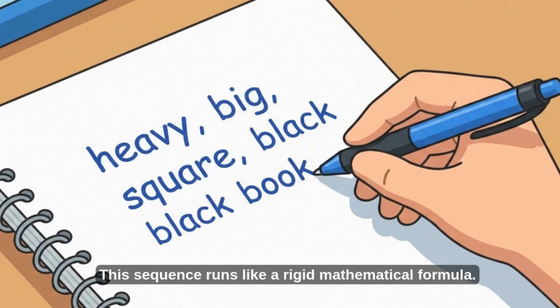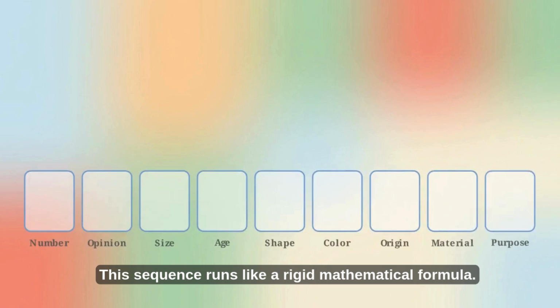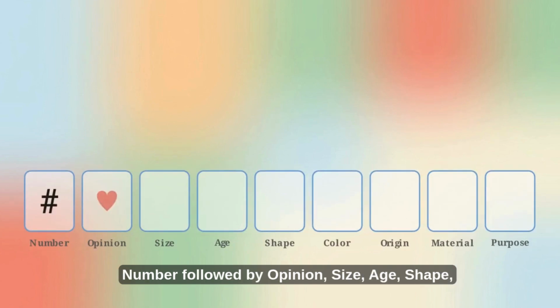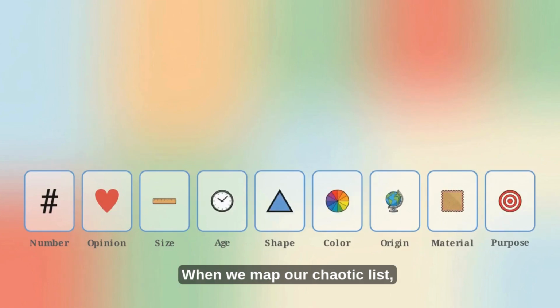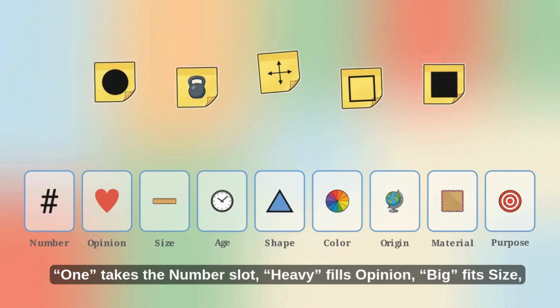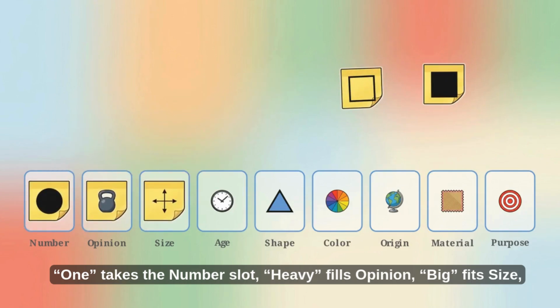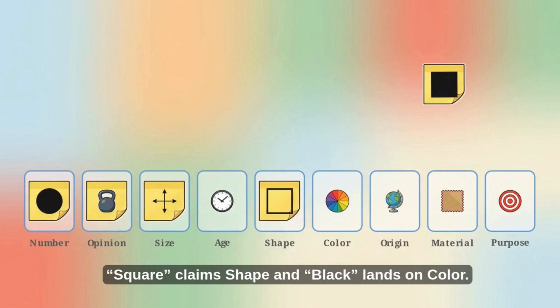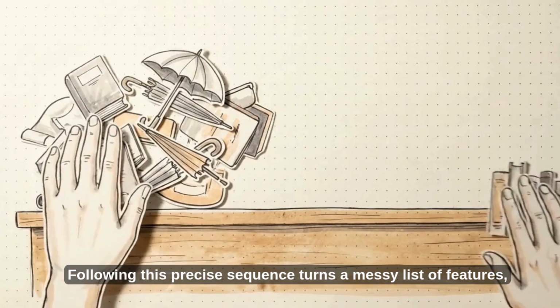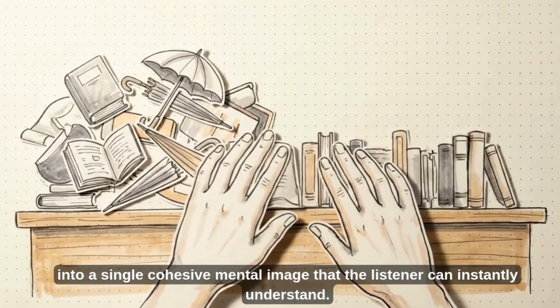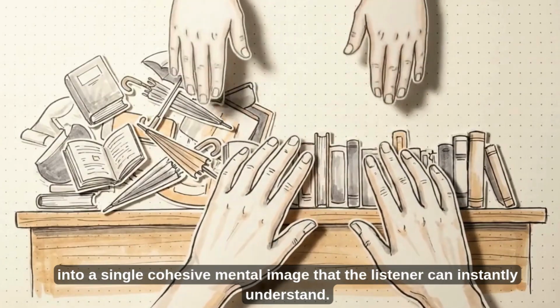This sequence runs like a rigid mathematical formula: number followed by opinion, size, age, shape, color, origin, material, and finally purpose. When we map our chaotic list, 1 takes the number slot, heavy fills opinion, big fits size, square claims shape, and black lands on color. Following this precise sequence turns a messy list of features into a single, cohesive mental image that the listener can instantly understand.